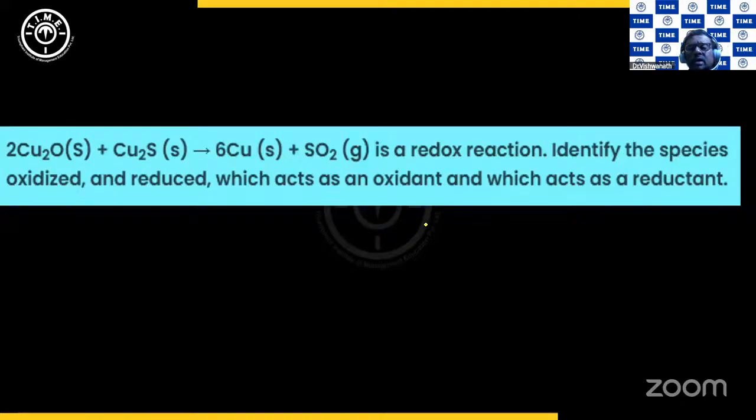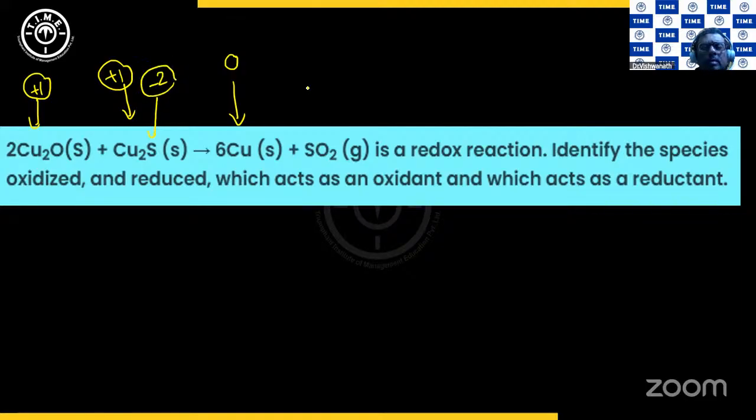Now this is a redox reaction. Identify the species which is oxidized and the one which is reduced. Now look at this. Copper is in +1 oxidation state. Also here, but here it is 0 because it is an element. Sulfur is in -2 oxidation state. But the same sulfur here is in +4 oxidation state.